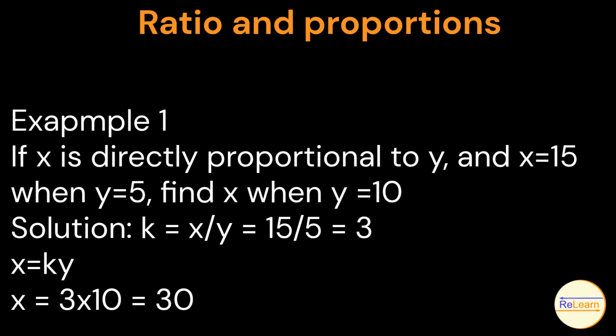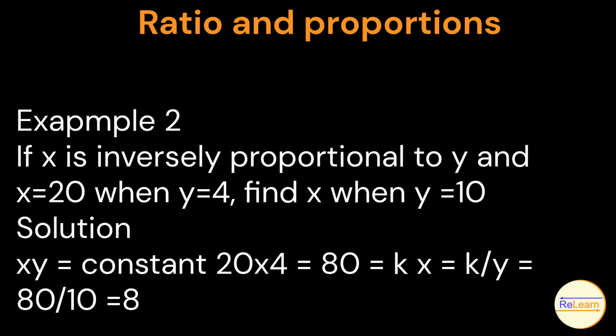Solution. X upon Y is equal to 15 upon 5, which is equal to 3. X is equal to KY. X is equal to 3 times 10, which is equal to 30. Example 2. If X is inversely proportional to Y and X is equal to 20 when Y is equal to 4, find X when Y is equal to 10. Solution. XY is equal to a constant, which is equal to 20 times 4, which is equal to 80. X is equal to 80 upon 10, which is equal to 8.